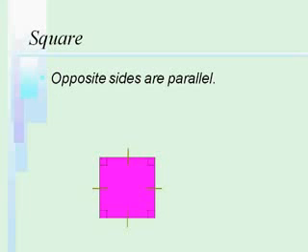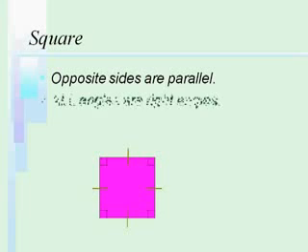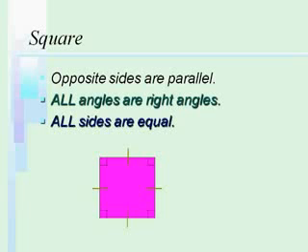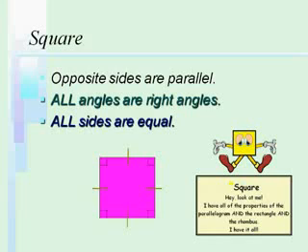Square has, again, opposite sides that are parallel, all angles are right angles, and all sides are equal. So that means that not only does it have all the same properties or features of a parallelogram, it also has all the same properties of the rectangle and the rhombus. So that means square can also be called a rhombus, a rectangle, or parallelogram.